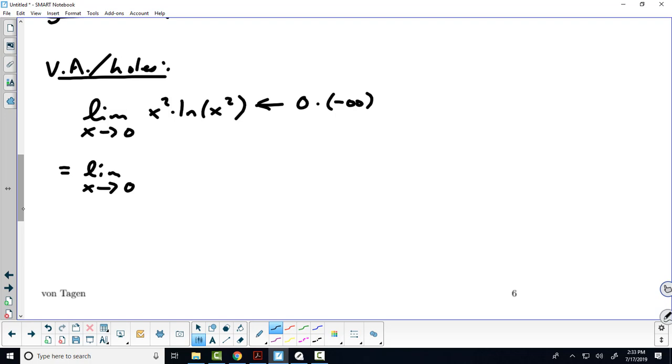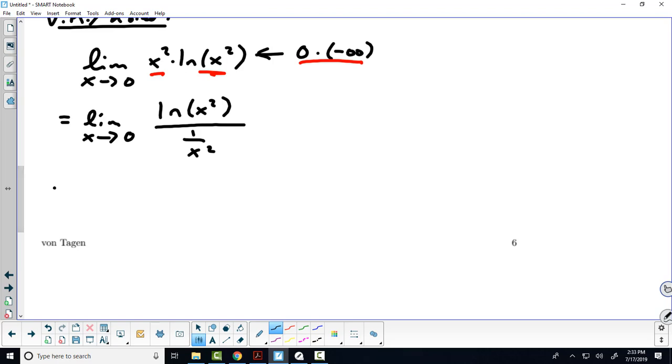So what could I do? Well, the best choice is to take this first factor down below the line and invert it. I could have brought the natural log of x squared below the line and inverted it, but when I applied L'Hopital's rule, I would just end up with a mess. So when you have an indeterminate product like this, you take one of the factors below the line and invert it. And the best choice is to take the x squared factor below the line. Okay, so this gives us the limit as x approaches 0.